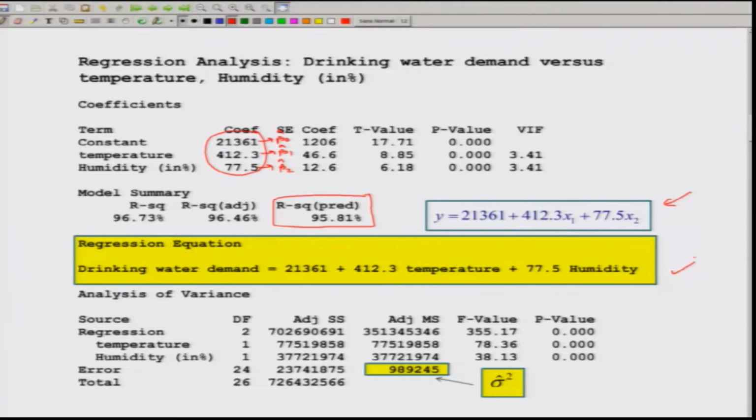Another thing which we have to keep in mind is that this quantity here is the sum of square due to residuals, and based on that this quantity is the mean square due to residual, and this is giving us the value of sigma square hat. So, in the case of prediction interval, wherever we are using the value of sigma square hat, that can be obtained from this analysis of variance table.